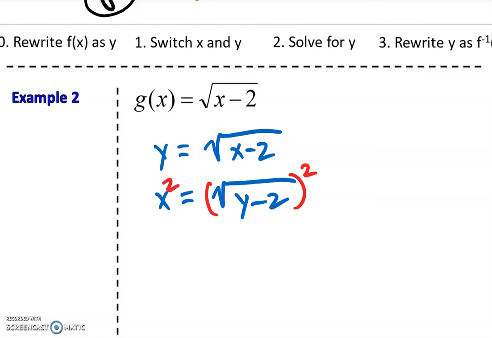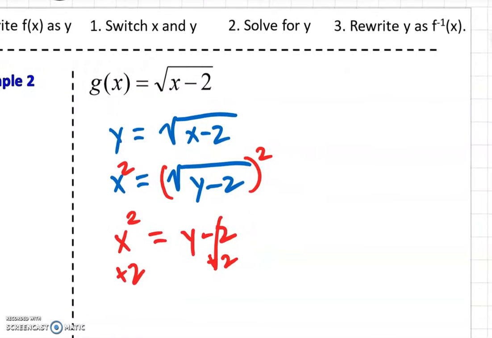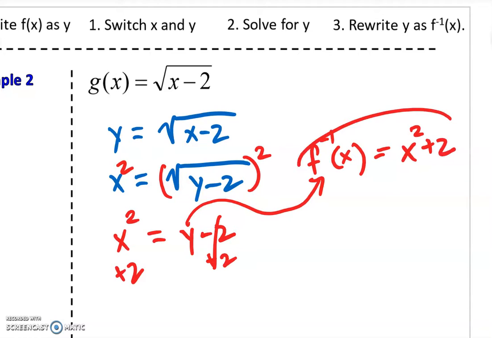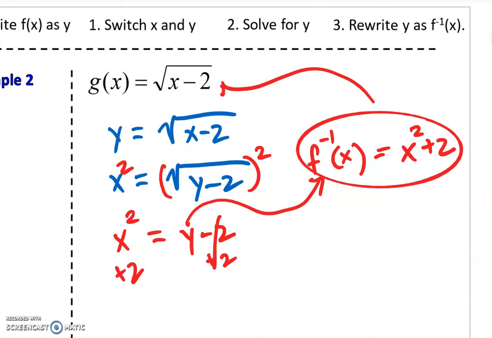If I square one side, I must square the other. So now I have x squared equals y minus 2. And we're going to add 2 to both sides. So I'm going to write the inverse. Notice how I just changed y to the inverse is equal to x squared plus 2. This is the inverse of this original function.